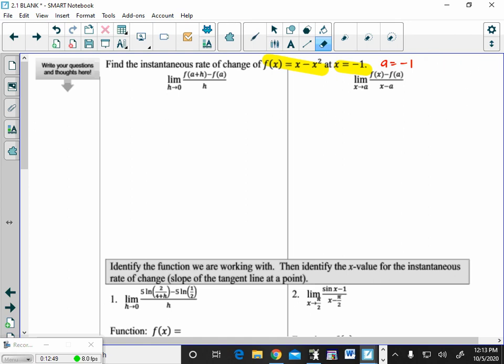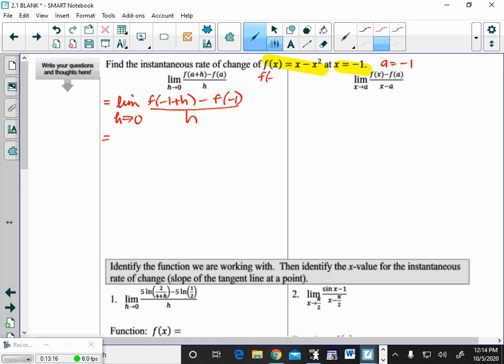A is the value that it's at. Okay? So let's go ahead and try to find this first limit. The limit as h approaches 0. And we need f of a plus h, but a is -1. So this would be f of -1 plus h minus f of -1 all over h. Now, we have to find f of -1 plus h, so we're going to be putting -1 plus h in everywhere we see an x.